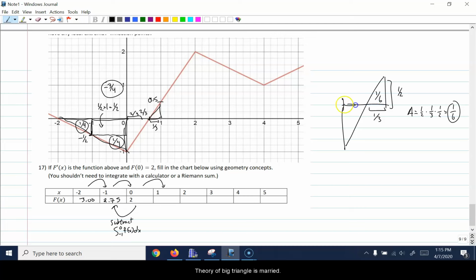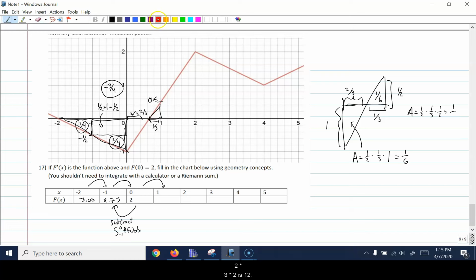What's the area of the big triangle? It has a length of 2/3. The height is 1. So this area is 1/2 times base times height is 1/6. Wait, they can't both be 1/6. Oh, 2 times 3 times 2 is not 6. I screwed this one up.